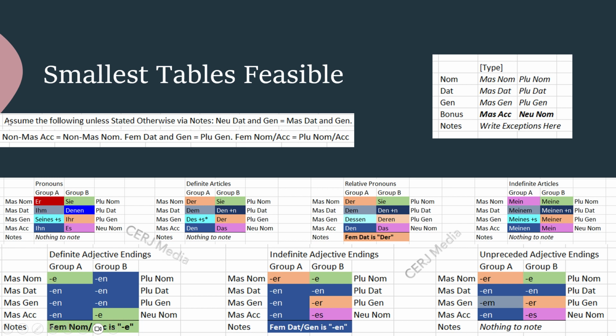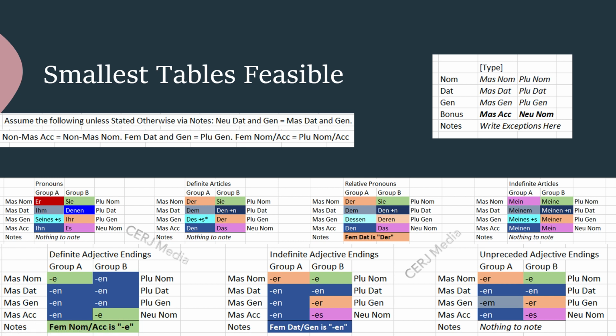Just assume all of this information unless stated otherwise via notes. So obviously we have some notes right here. So for example, right here, group A, group B, this is everything that you need to know. If you were trying to think, okay, what is the feminine nominative relative pronoun? Well, it's just sie, because it's the same as the plural nominative. However, we do have the exception here where the feminine dative is der. So that's the one instance where it is not the same as the plural genitive. So that's why we have the notes.